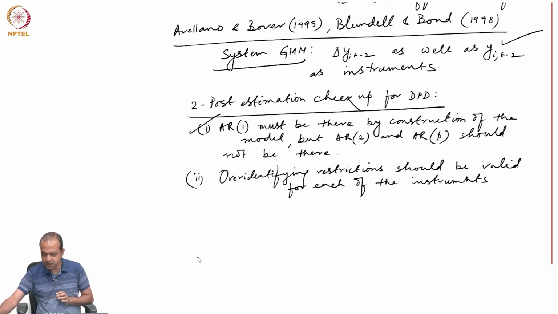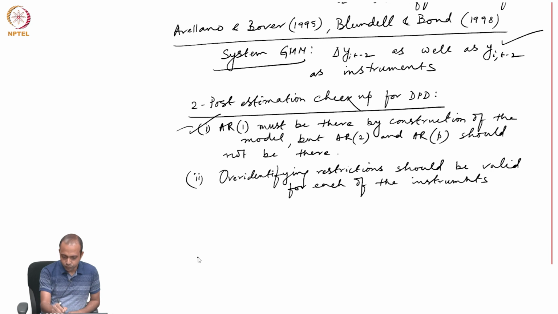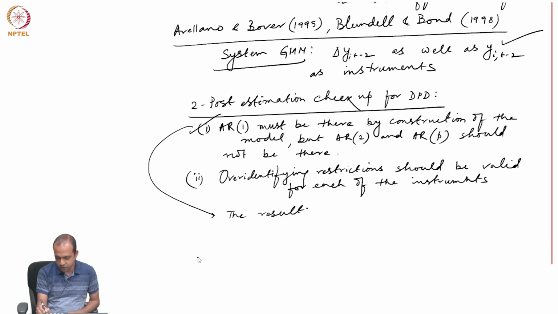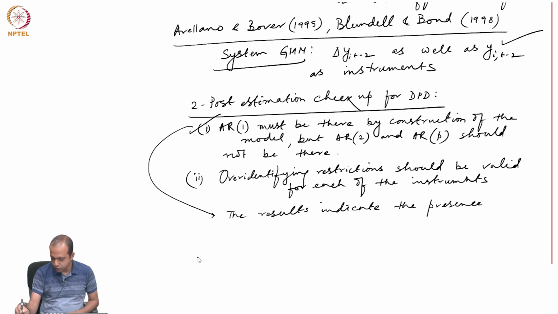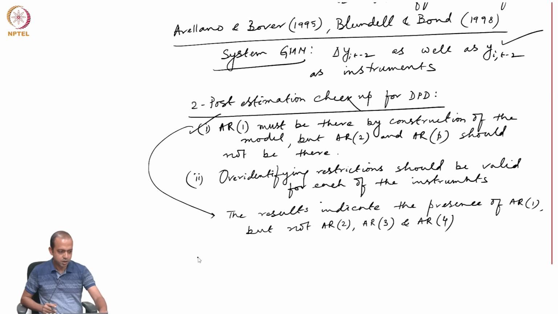Okay. So, that means what we can say is that the results indicate the presence of order 1, but not order 2, order 3 and order 4.